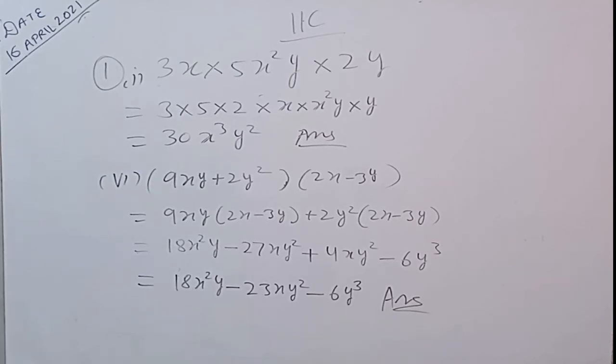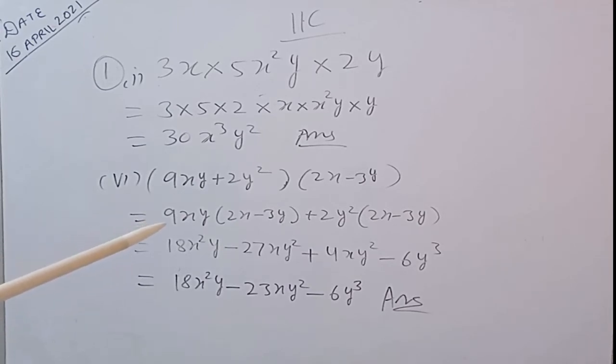Now we have to multiply the 6th part. I am going to take 9xy plus 2y square and 2x minus 3y. So first we will multiply 9xy to 2x minus 3y, and then 2y square to 2x minus 3y. In that manner, 9xy multiplied by 2x will give 18x square y. 9xy multiplied by 3y will give 27xy square.